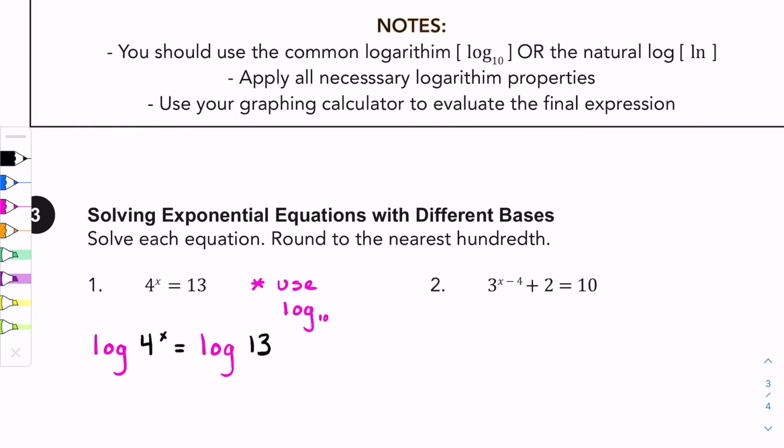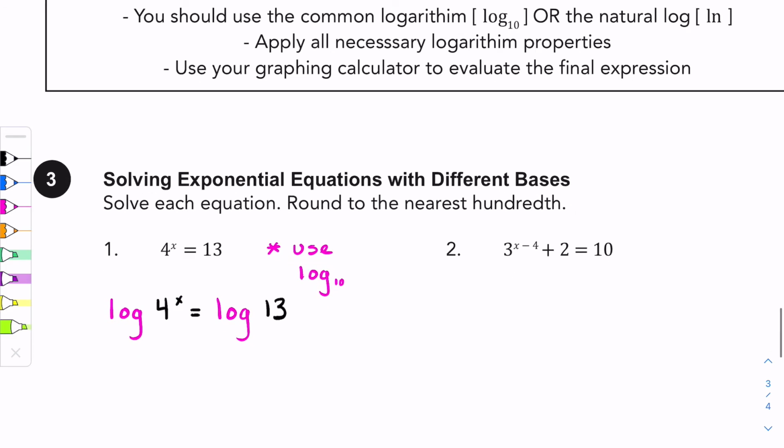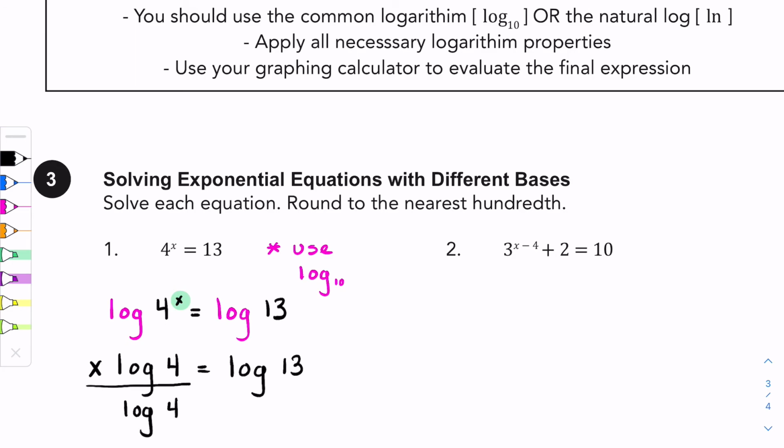Now I have to get it to a point where I can actually type it into my calculator. Of course, I can't type x into a calculator. So what I'm going to do is I'm going to recognize that x is an exponent. I can write this in front of the logarithm. I have x times log base 10 of 4 is equal to log base 10 of 13. Now in order to get x alone and to solve for the problem, I'm going to divide log base 10 of 4 by both sides.